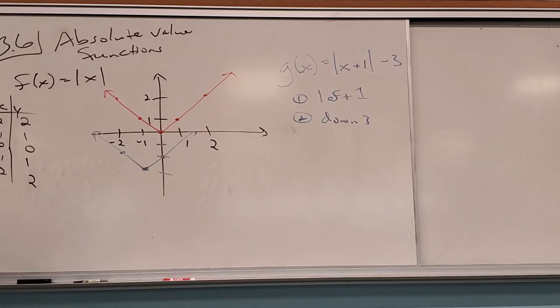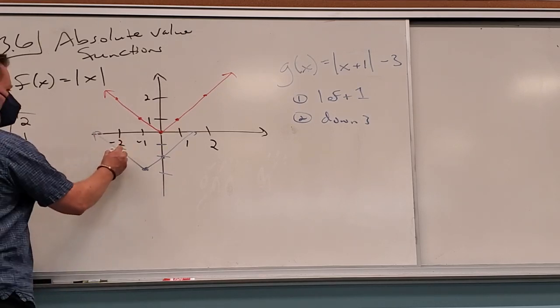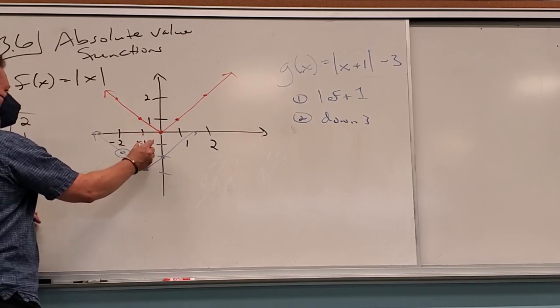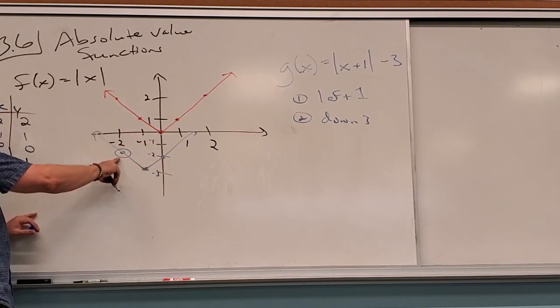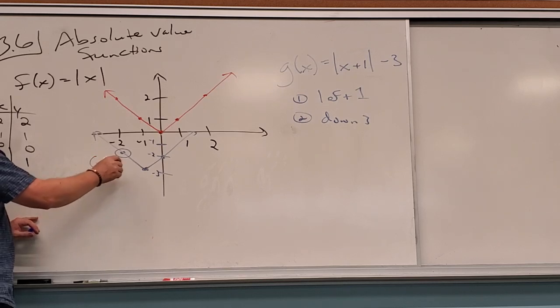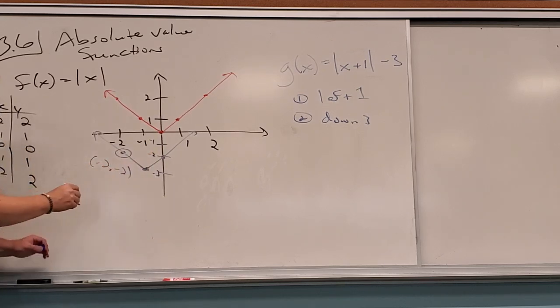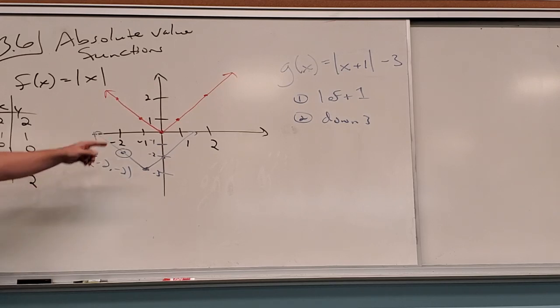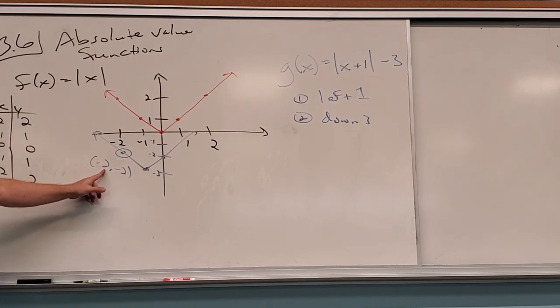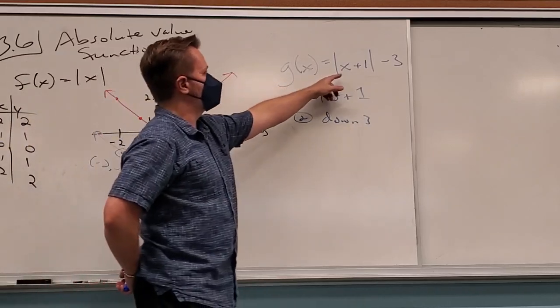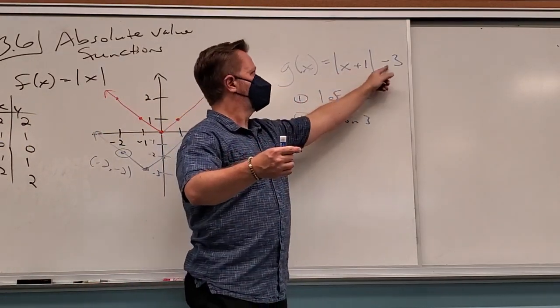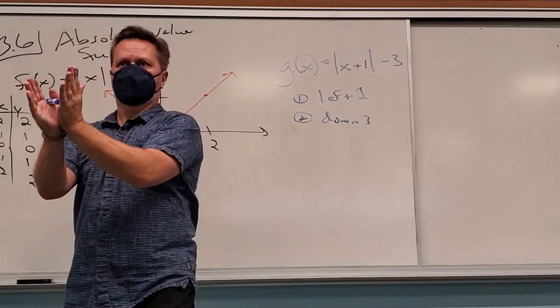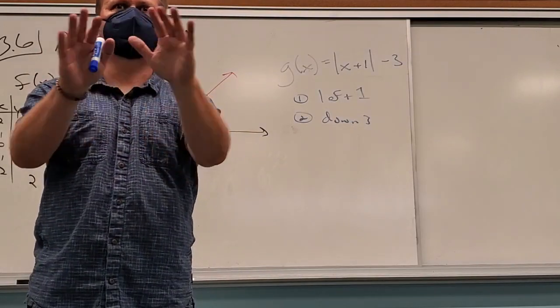How can you check that? What point is this? What point is that one right there? Negative 2. Right? So what should happen if I put a negative 2 in? If I put a negative 2 in, what should I get out? Negative 2. So sure enough, -2 + 1 = -1. Absolute value of -1 = 1. 1 - 3 = -2. So you can always check your shifted graph.